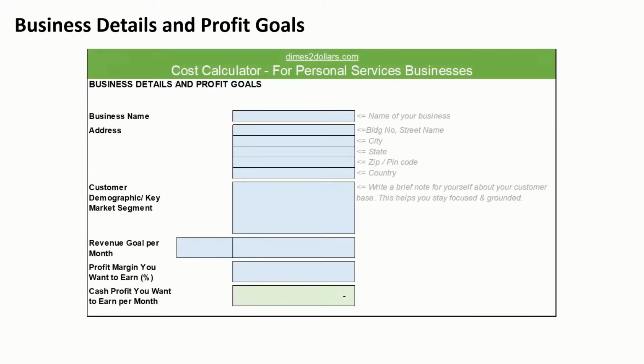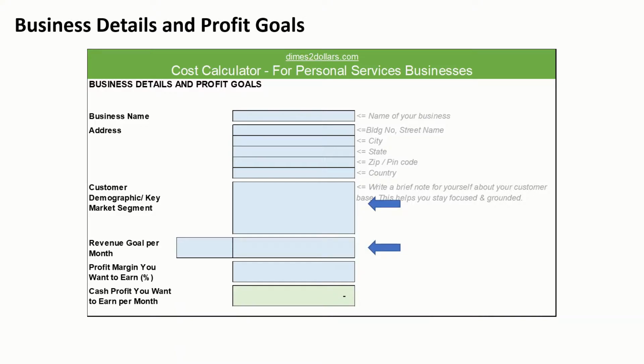This tab here is your business details and profit goals tab. You have instructions to the side of the cells as to what these are. The one thing to keep in mind is you want to include the details on your customer demographic and key market segment only to remind yourself and keep reminding yourself who your customer is and who you're selling to.